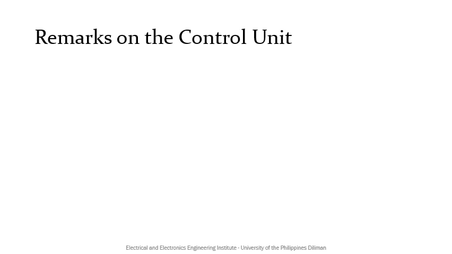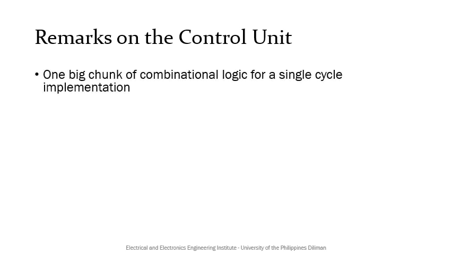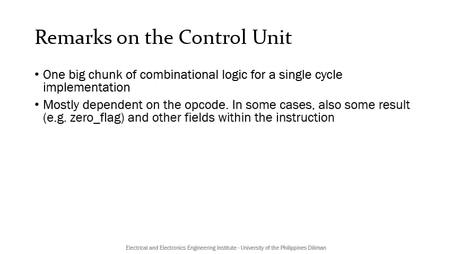For the control unit, we make the following remarks. First, the control unit for a single cycle processor can be described as one big chunk of combinational logic. The control unit is also mostly dependent on the opcode to identify the instruction and generate the control signals. However, in some cases, the control unit will also need some result, for example, the zero flag, or other fields within the instructions, as in the case of the shamt or funct for R-type instructions.